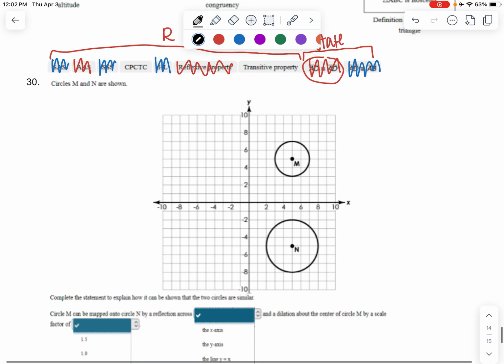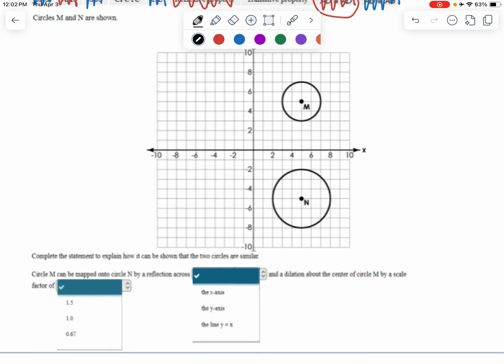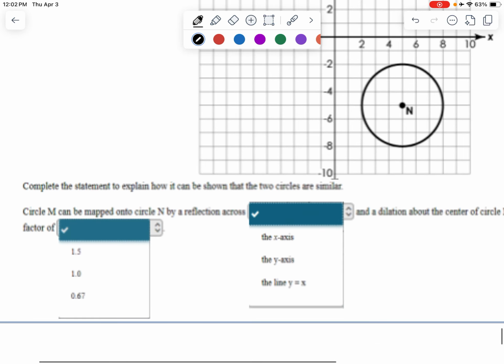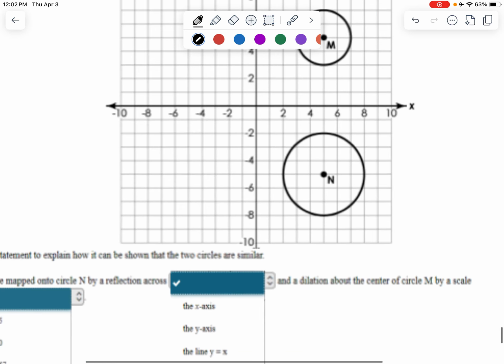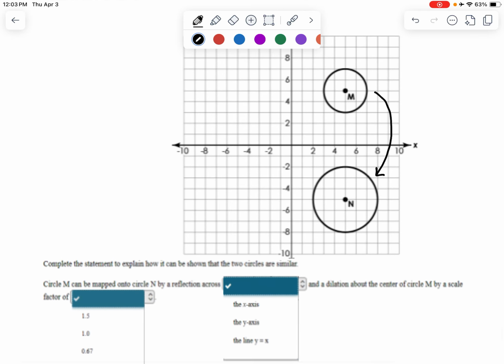All right, and then here's our last problem. It's a drop down. It says we're trying to complete this statement. I'm going to zoom in here. It says circle M can be mapped onto circle N. It's talking about a reflection over which axis? Well, it tells us which axis. Hopefully you're able to see it. It's this one. It literally tells you that it's the x-axis. So if you forget the difference between the x-axis and the y-axis, it's labeled for you.